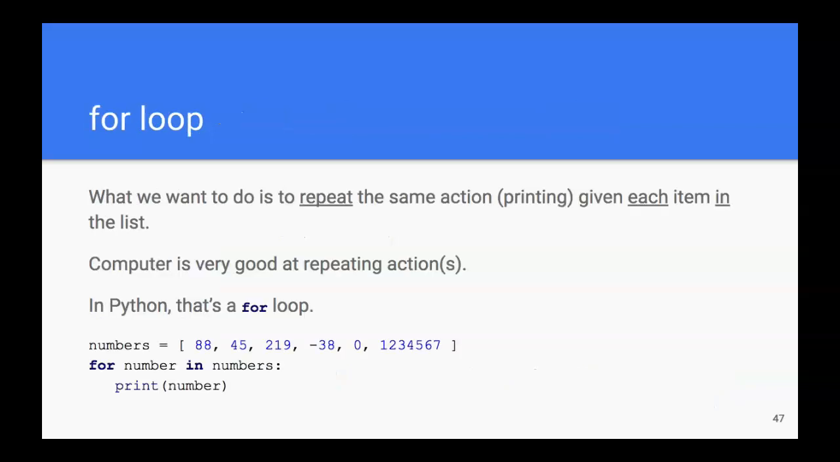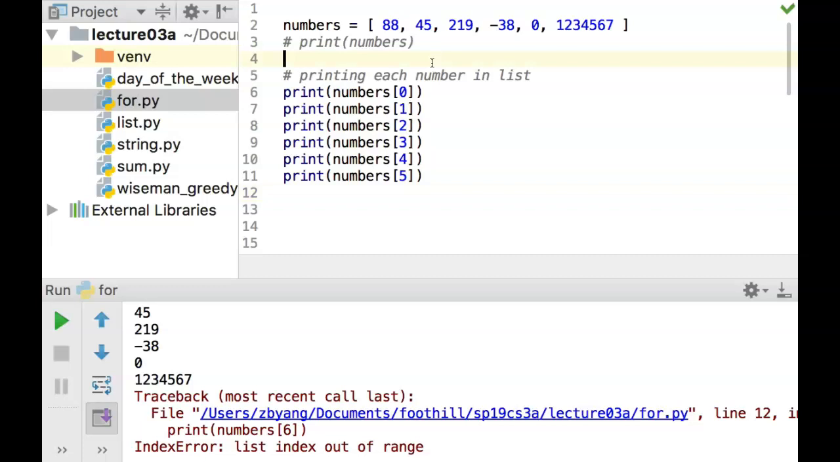The reason, well, we already know the reason: what we really want to do is to repeat the same action. In this case, it's just printing, given each item in the list. So a computer is really good at repeating things, among many other things. In particular, for Python, that's using what's called a for loop. And this is the syntax. Let me type that out.